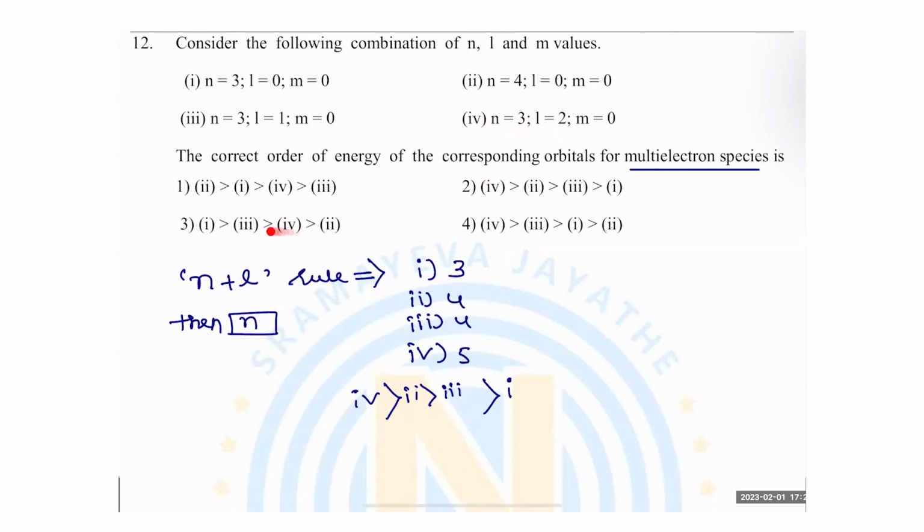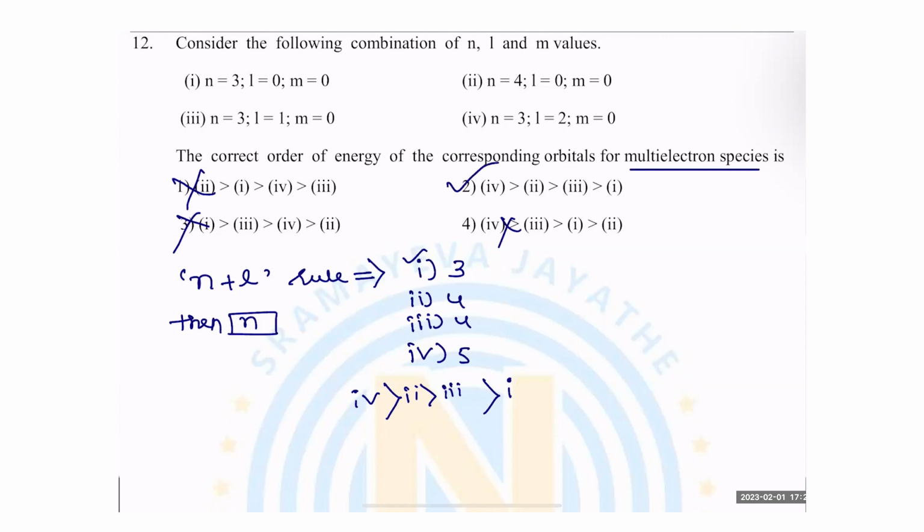First, you need to check the n plus l rule. If the n plus l value is the same, then you need to consider the n value. The more the n value, the more the energy, but this is not at the cost of the n plus l rule. You can consider the principal quantum number when the n plus l value is the same. If you compare the values, the highest value is 5, so this is ruled out. The lowest value is 3, so this is also ruled out.